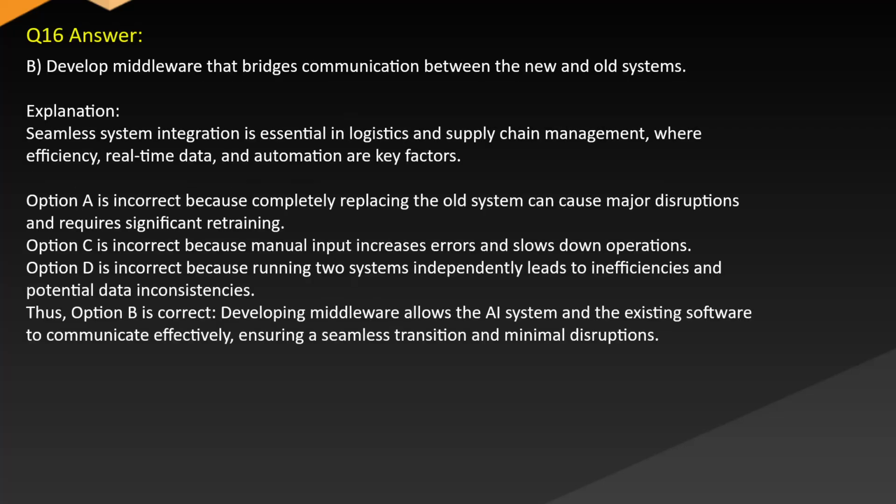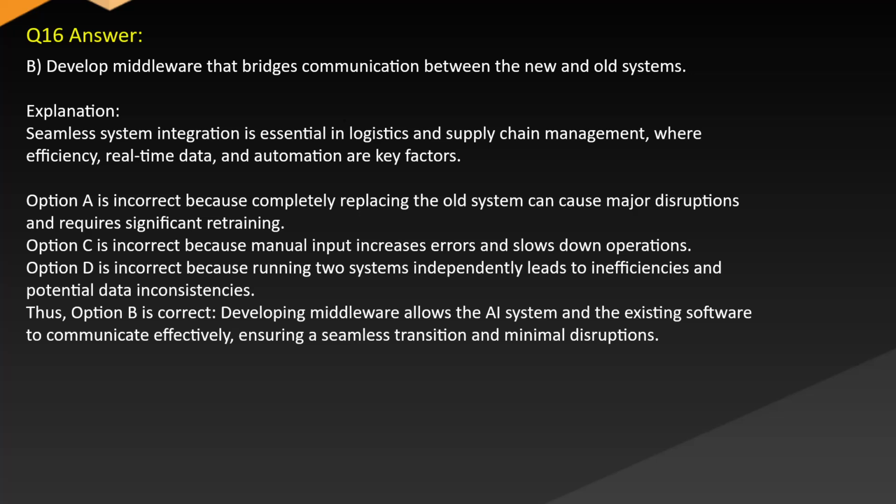Answer: B. Develop middleware that bridges communication between the new and old systems. Explanation: Seamless system integration is essential in logistics and supply chain management, where efficiency, real-time data, and automation are key factors. Option A is incorrect because completely replacing the old system can cause major disruptions and requires significant retraining.